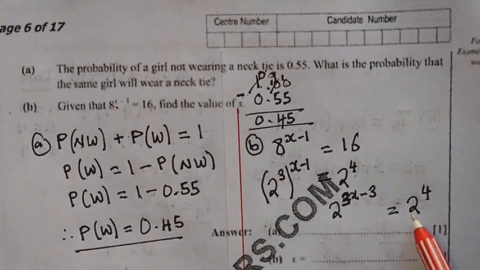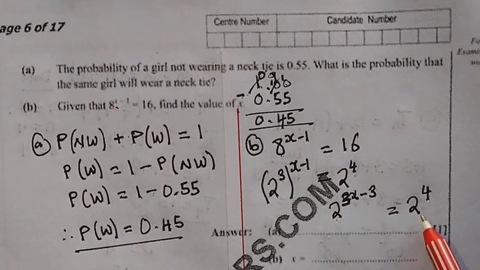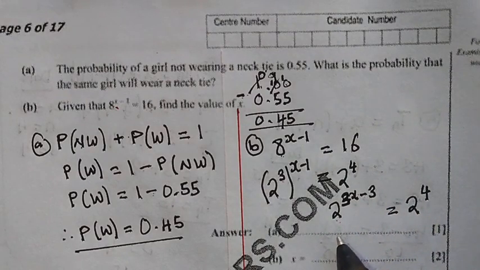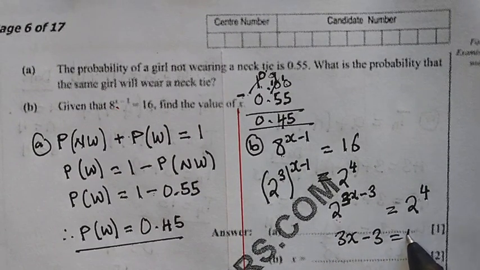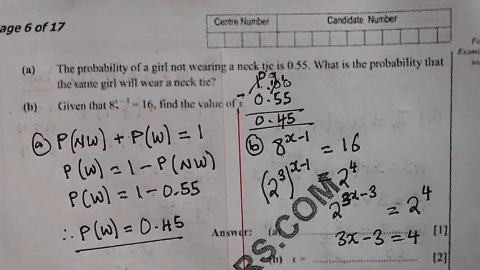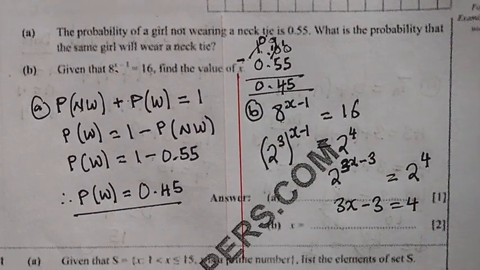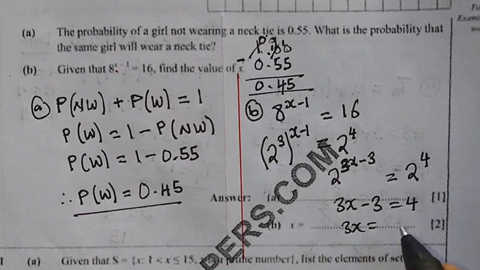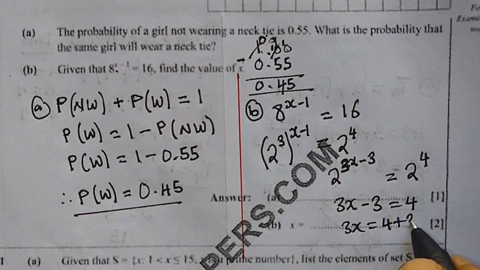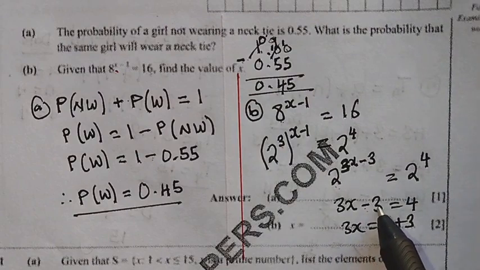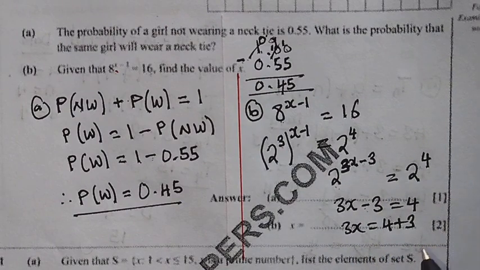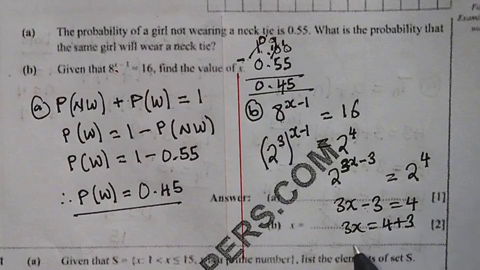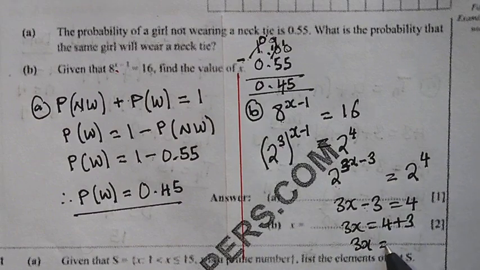So the bases are the same. We have 2 and the 2. So we just equate the powers. Okay, so we are going to say 3x minus 3 is equal to 4. So from here, we can collect the like terms. So we say 3x is equal to 4 plus 3. So this is a negative 3. When it goes here, it becomes a positive 3. Okay, that's why 4 plus 3. So 3x is equal to 4 plus 3. We'll get a what? A 7.